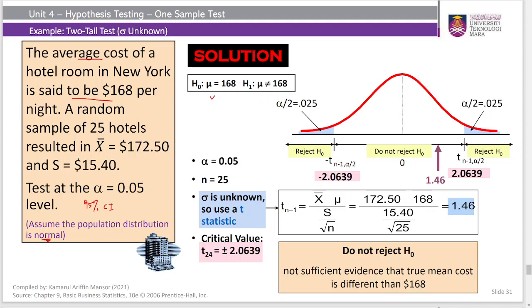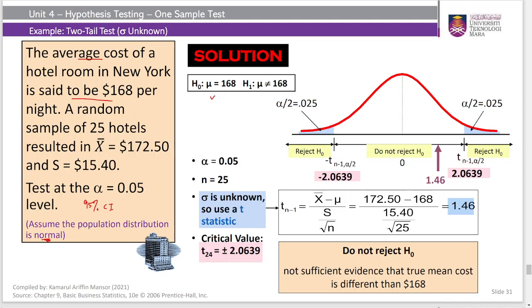Why do we use mu? Because you already know that when we talk about hypothesis testing, it is always on the population parameter, not the sample statistics. Okay, the sample statistic is only being used to test the actual value of the population parameter, right? So in this case, you want to check whether H naught, mu equal to 168, against the alternative hypothesis, that is mu not equal to 168.